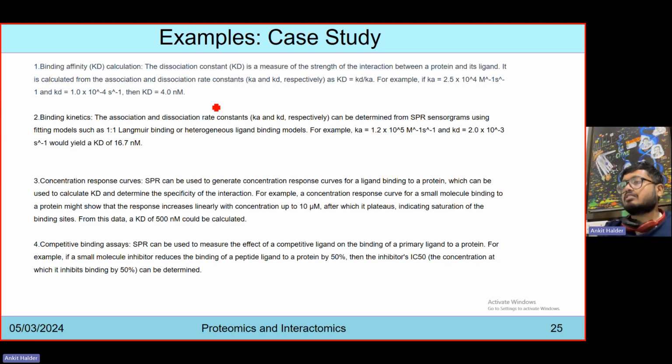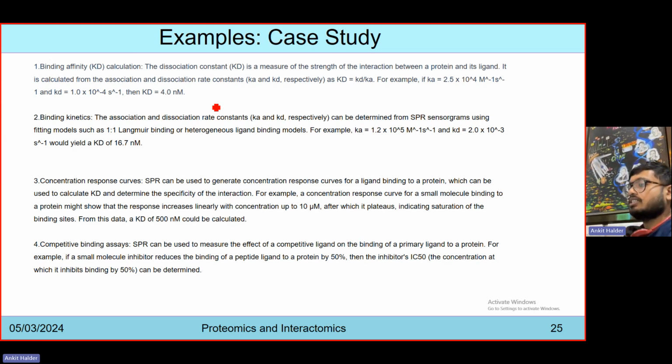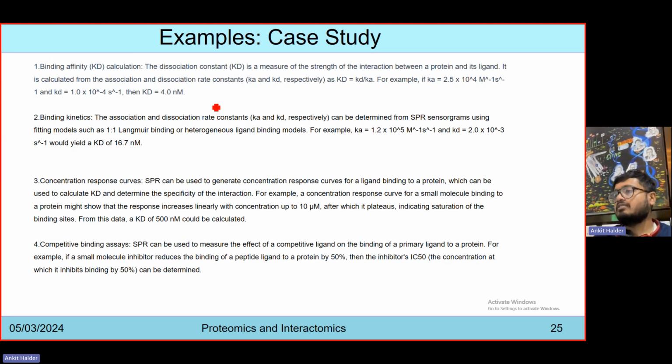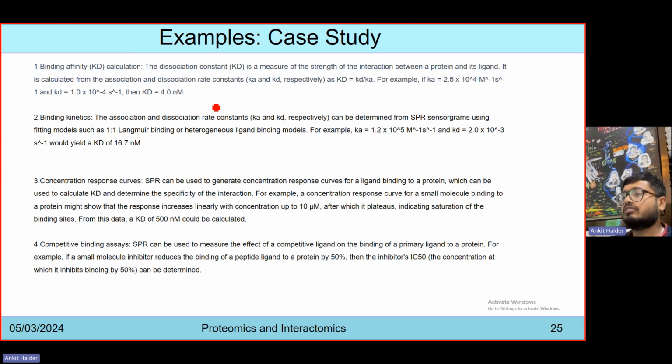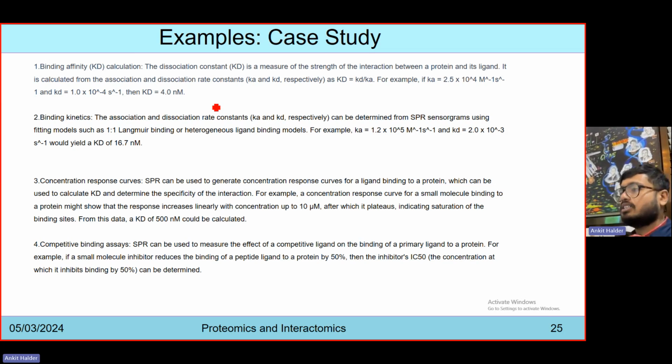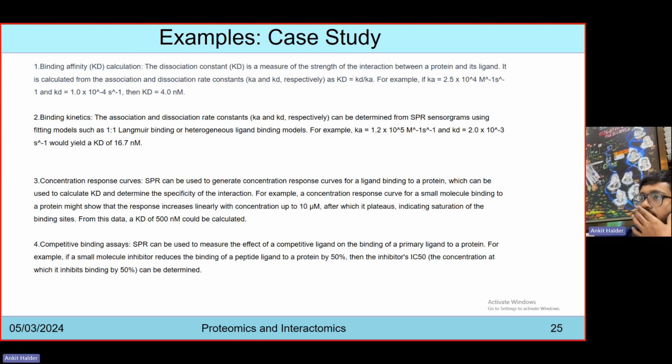Then generate concentration response curves for ligand binding to a protein, which can give the KD. Concentration of small molecules shows the response rising linearly with concentration, after which it plateaus, indicating saturation of the binding sites, with a KD of 500 nanomolar. Then competitive binding assays on binding of the primary ligand. So all this you can practice.